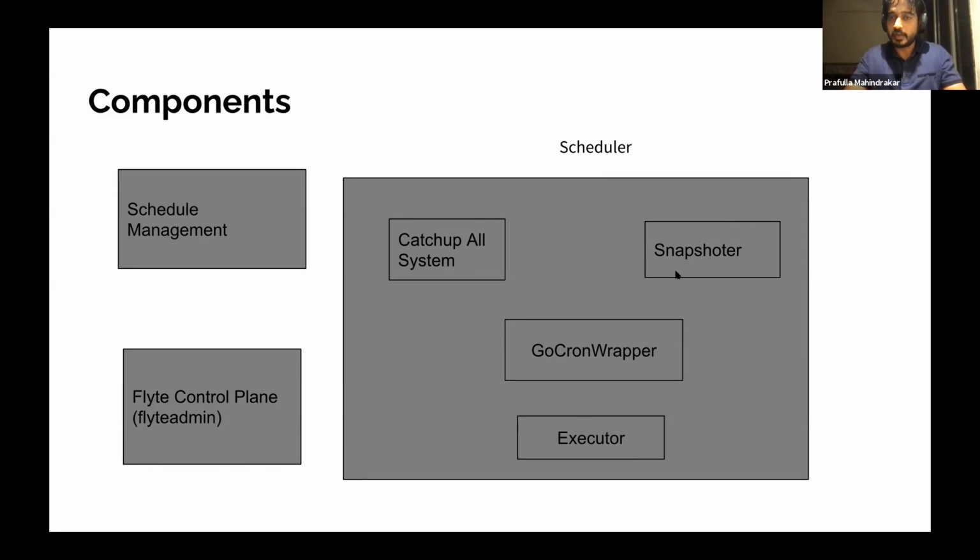Because it knows when it executed the last time using the snapshotter, the catch-up system helps in that way: it will read that snapshot and schedule all the missed schedules during that downtime. So it will execute from the last snapshotted time to the current time. And only after that will the GoCon wrapper schedule the next set of executions from time.now.